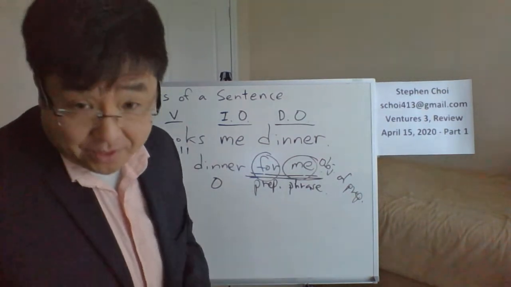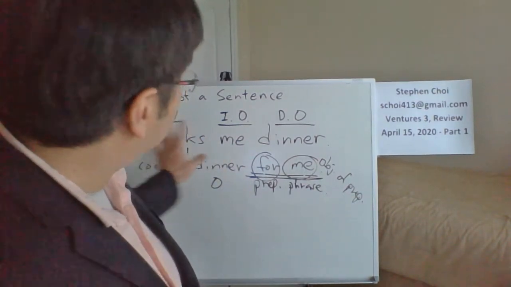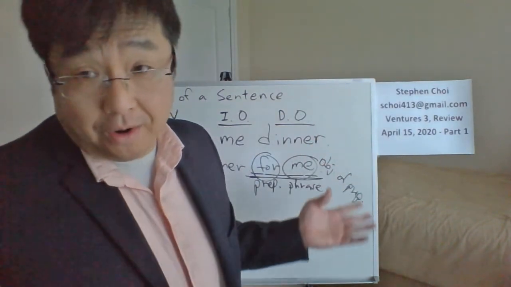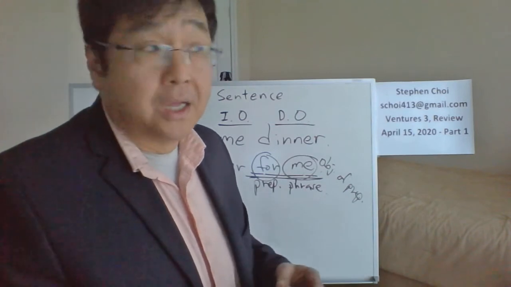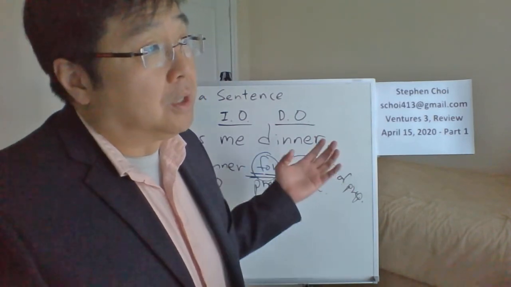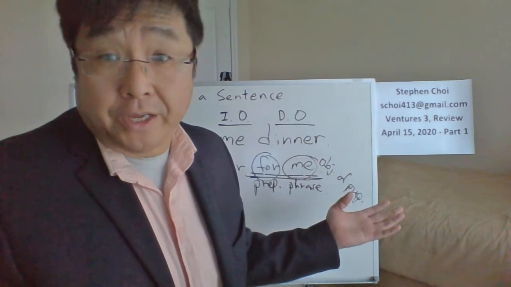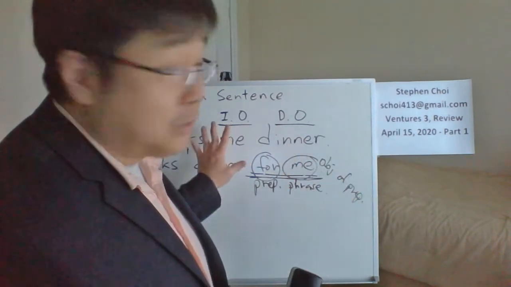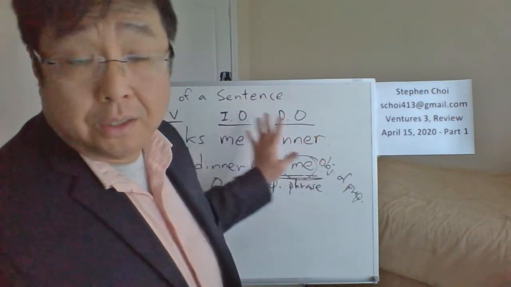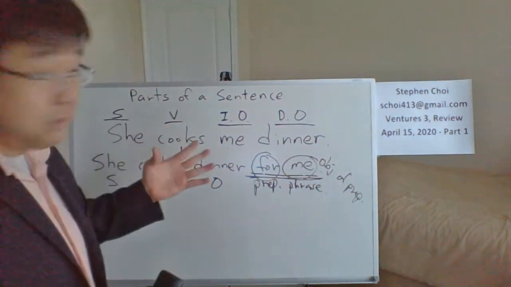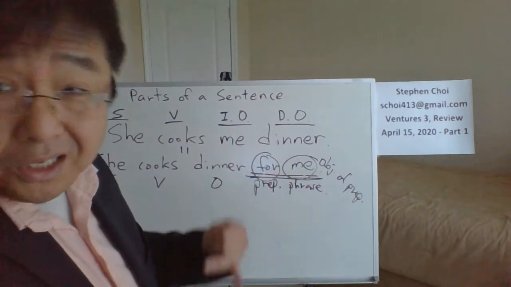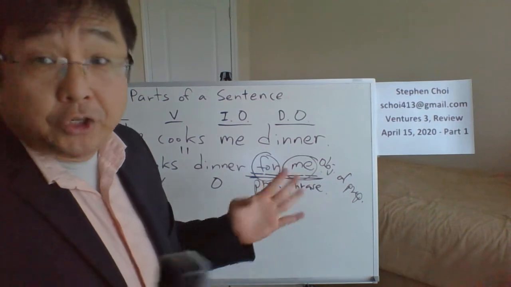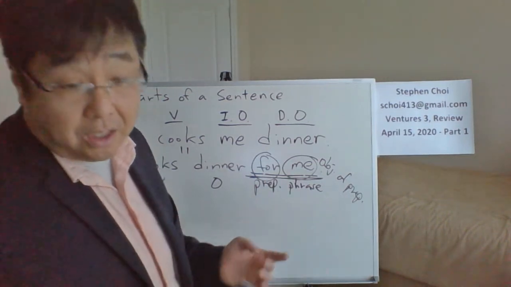Very simple, right? Now, like I mentioned earlier, there are many more parts like complements and adjective phrases, a lot of different parts, okay? But you don't have to know all those different parts. You just have to know subject, verb, object, indirect object, direct object, prepositional phrase. That should suffice. That's enough for ESL class, okay?